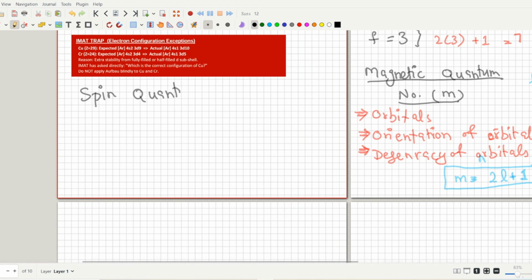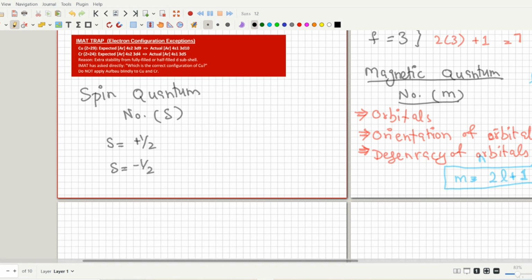So what is the spin quantum number? As the name suggests, the spin quantum number tells you about the spin of an electron. It is denoted by S. The spin of an electron could be clockwise or anti-clockwise. If the sign is positive, that is plus 1 by 2, or it could be negative. If it is positive, then the electron is rotating in a clockwise motion, and if it is negative, it means it is rotating in an anti-clockwise rotation. That is all the spin quantum number is telling you.